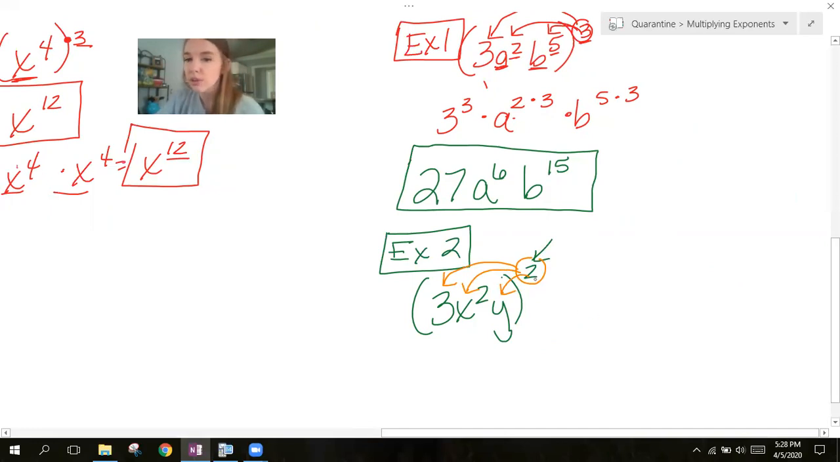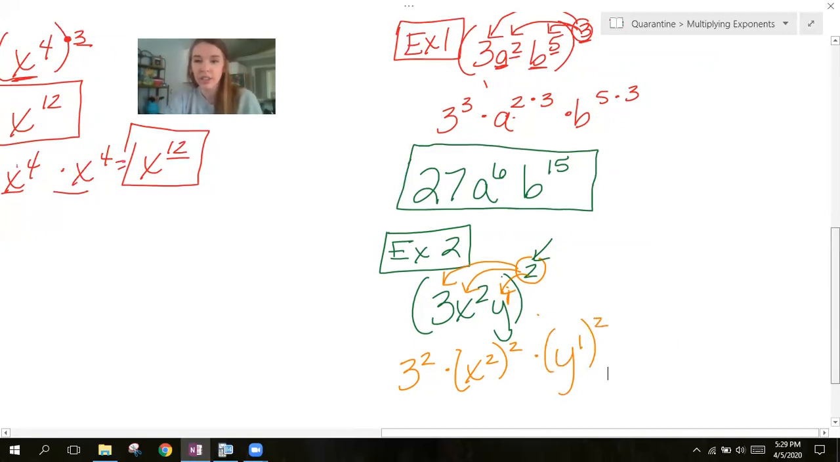Okay, so that would be 3 squared. I'm just going to write that down here, 3 squared, and we'll simplify that at the end. Then I have x squared squared. So I'll write that down, x squared squared. Again, all I've done is distribute that squared through. And then I have y. It doesn't have an exponent, so it's understood to be 1. So then I have y to the 1 squared.